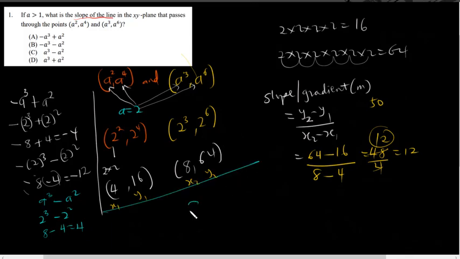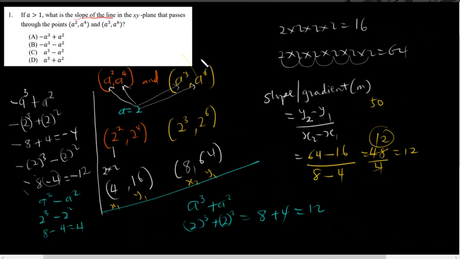I have a raised to the power 3 plus a to the power 2. So I have 2 to the power 3 here, and I have 2 to the power 2 here. 2 to the power 3 is 8, and 2 to the power 2 is 4. 8 plus 4 is 12. So this makes this the correct answer.